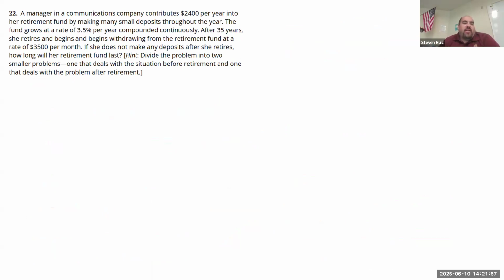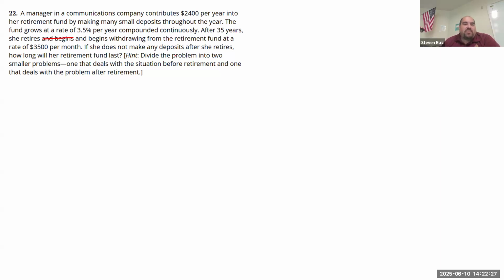A manager in a communications company contributes $2,400 per year into a retirement fund by making many small deposits throughout the year. The fund grows at a rate of 3.5% per year, compounded continuously. After 35 years, she retires and begins withdrawing from the retirement fund at a rate of $3,500 per month. If she does not make any deposits after she retires, how long will her retirement fund last?